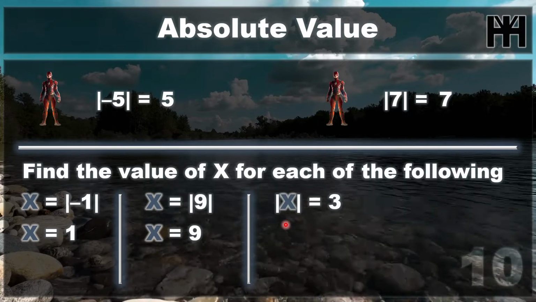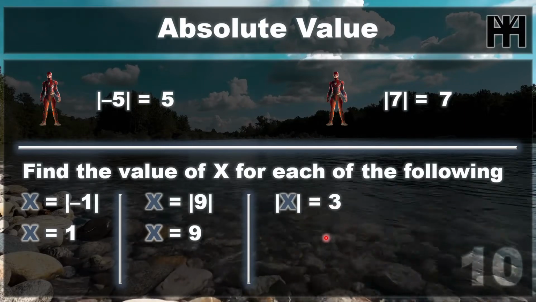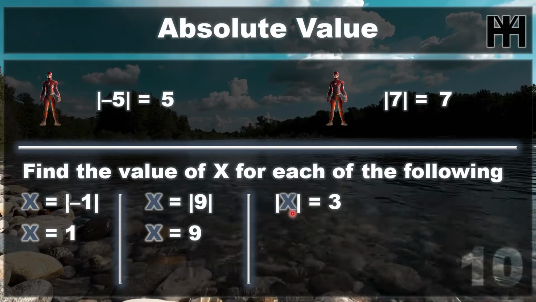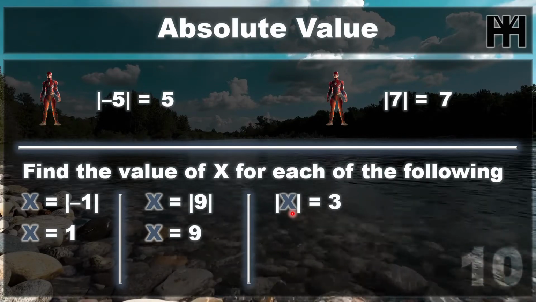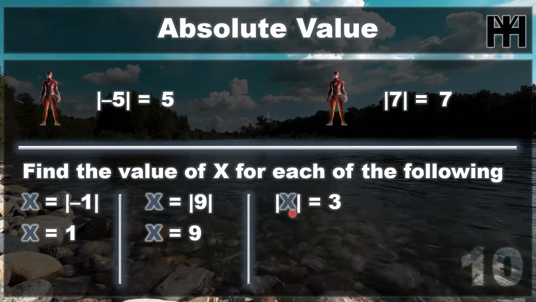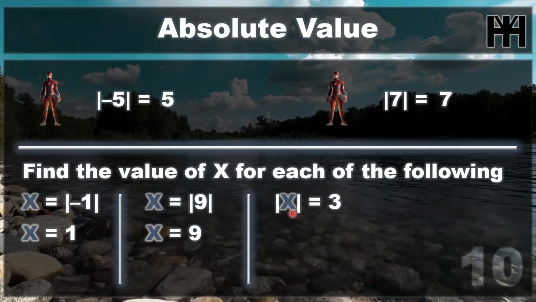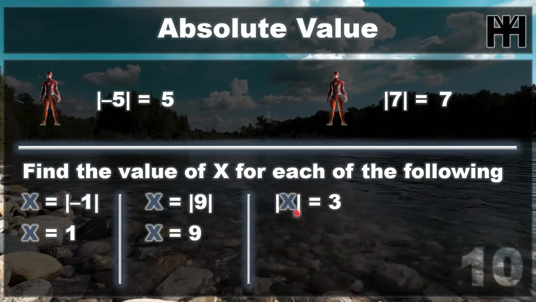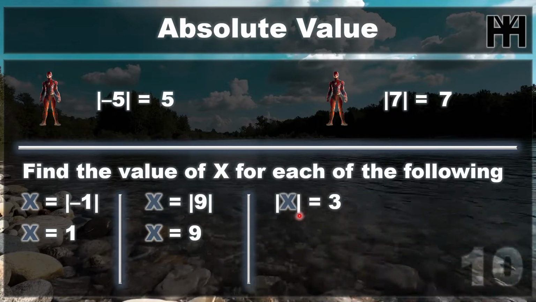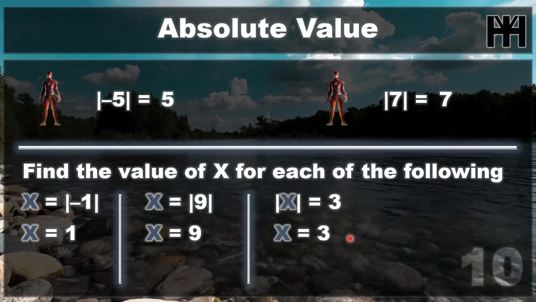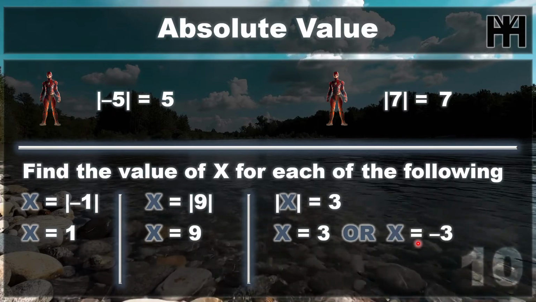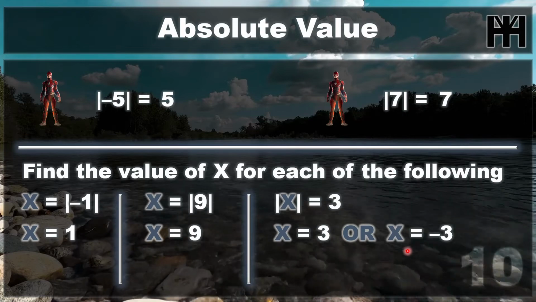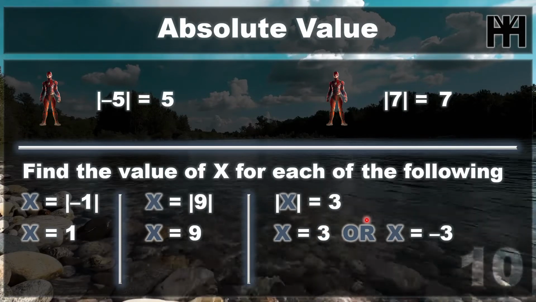Okay, now we have the absolute value of x is equal to 3. So we don't know the value of x, whether it was a positive number or a negative number. And if it was a negative number, the absolute value will remove it. So we'll have to put both possibilities. Like we have two possibilities here, x is equal to 3 or x is equal to negative 3. We have to consider both possibilities. They are both potential values of x.